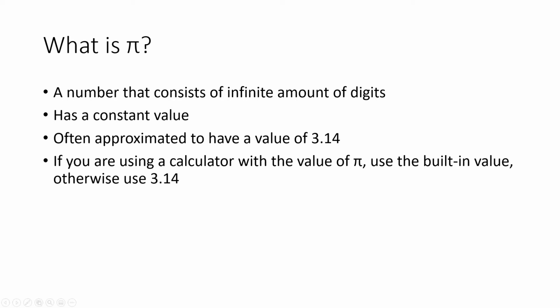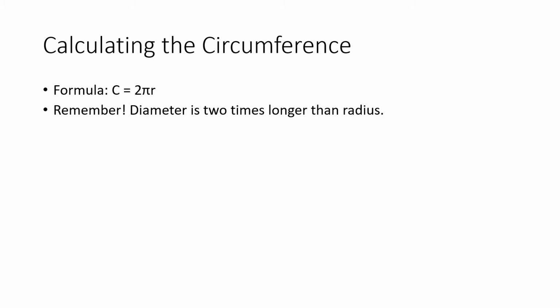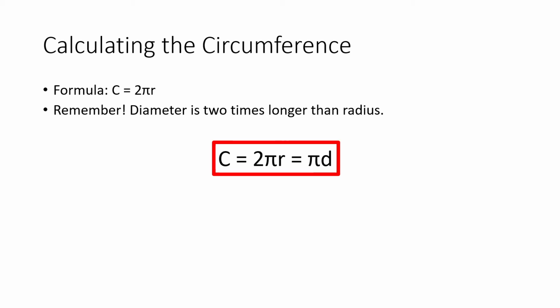So, how do we use pi to calculate the circumference? The formula used to calculate the length of a circumference is 2 times pi times the radius of the circle. Since the diameter is twice as long as the radius, circumference can also be calculated simply by multiplying the diameter of the circle by pi.